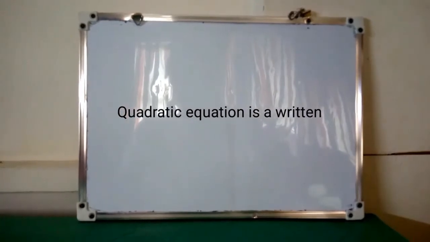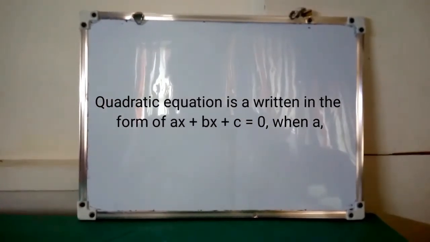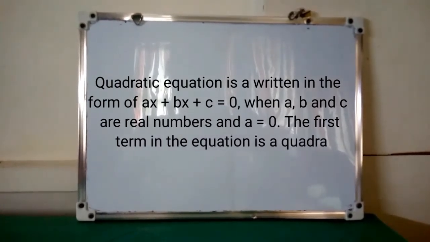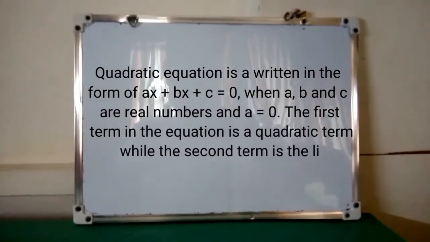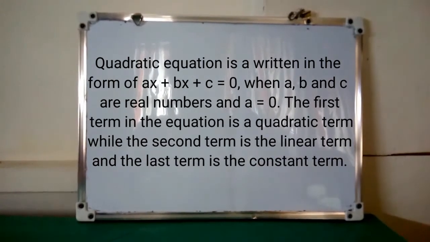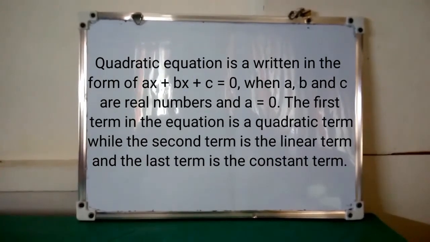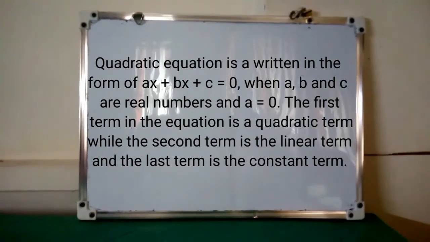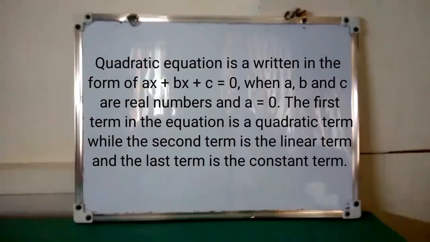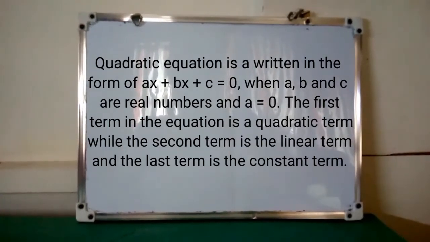A quadratic equation is written in the form of ax squared plus bx plus c equals 0, where a, b, and c are real numbers and a is not equal to 0. The first term in the equation is the quadratic term, while the second term is the linear term and the last term is the constant term.